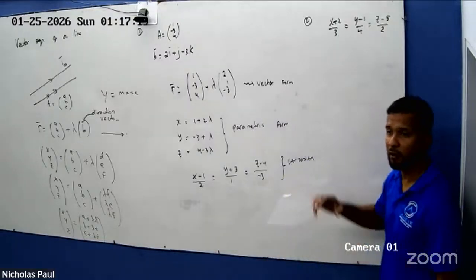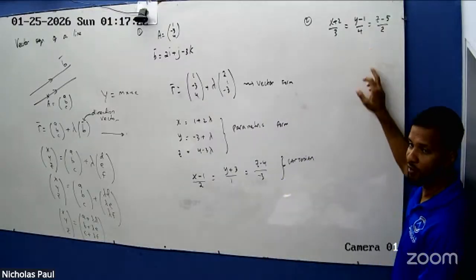Do me a favor. Take this Cartesian and I want the vector form only.